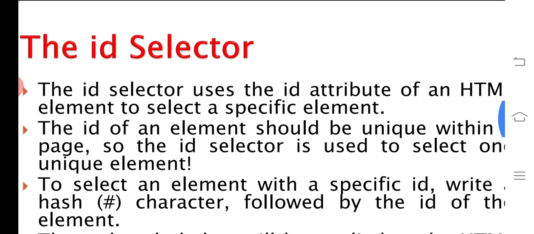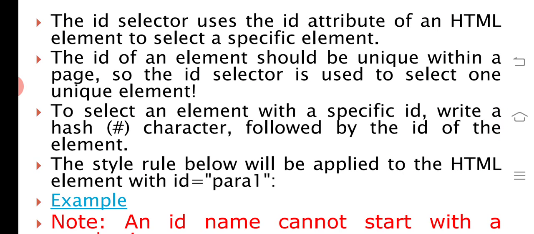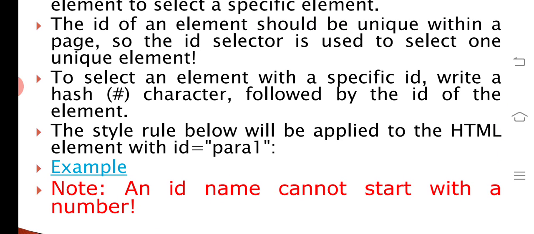And the ID selector. The ID selector uses the ID attribute of an HTML element to select a specific element. To select an element with a specific ID, write a hash character followed by the ID of the element. The style rule below will be applied to the HTML element with ID equal to within quotes para1. The ID name cannot start with a number but can start with a character.